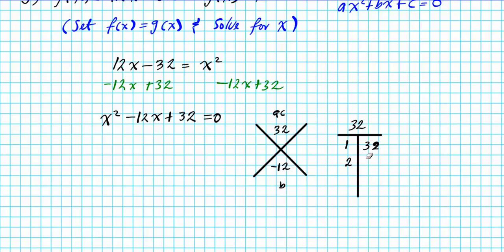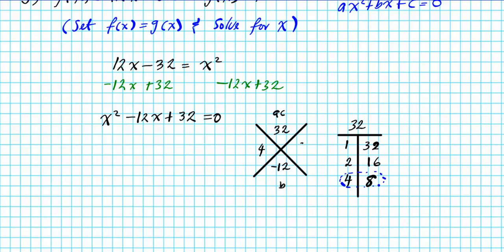How about 2 and 16? 2 goes into 32, 16 times. This gives us either 18 or 14. What we want is 12. Okay, so that doesn't work either. 4 times 8 is 32. If we add these two, voila, this is the combination that we like, because it gives us 12. All right, so let's put that back in.